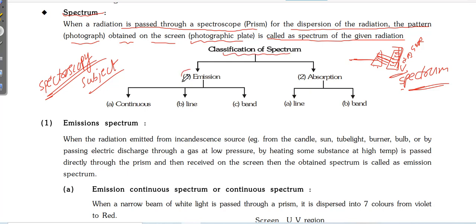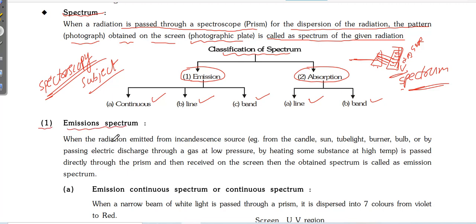Now, classification of spectrum. This classification of spectrum is mainly two types: emission spectrum and absorption spectrum. What is emission? What is absorption? Step by step we will learn clearly. In the emission spectrum, again, continuous spectrum, line spectrum, band spectrum. In the absorption spectrum, line spectrum and band spectrum are there. When these spectra are forming, we will discuss.